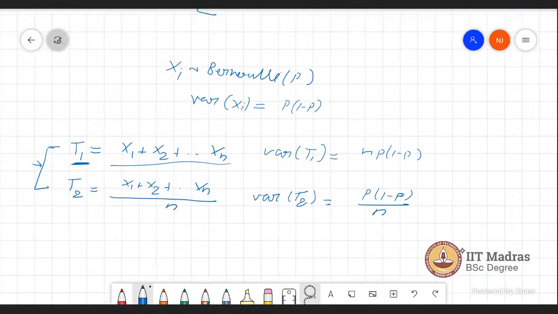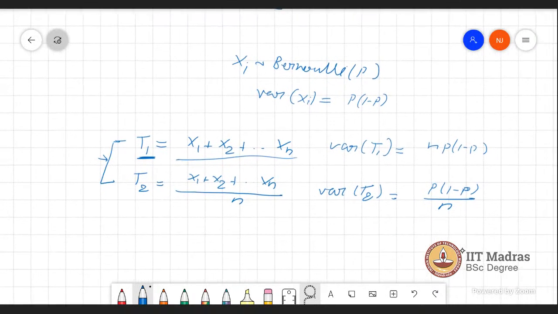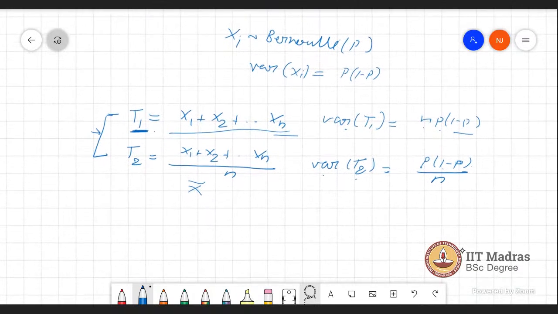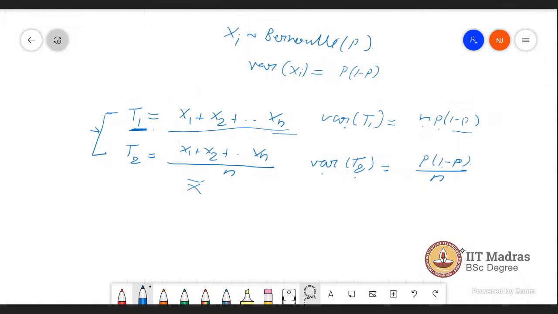So I think you have confusion within these two terms. If your test statistic is defined in this way, then your variance is going to be n p (1 minus p), and if you are taking x bar, then your variance is going to be p (1 minus p) by n. So be careful when choosing the test statistic. It can be either of these two, but what is the easy way to do it? What acceptance region has been given to you? According to that, what is going to be easy for you?